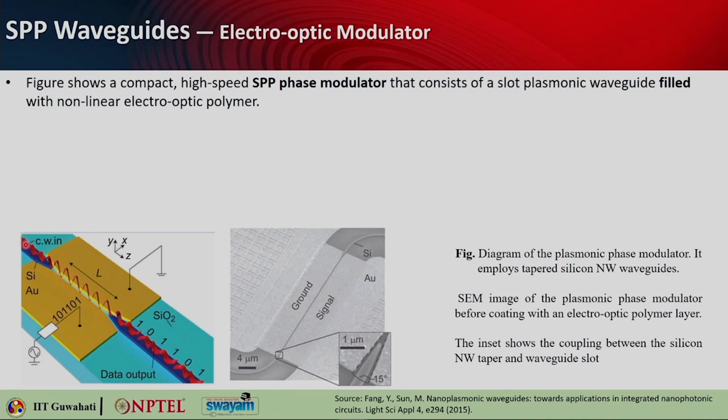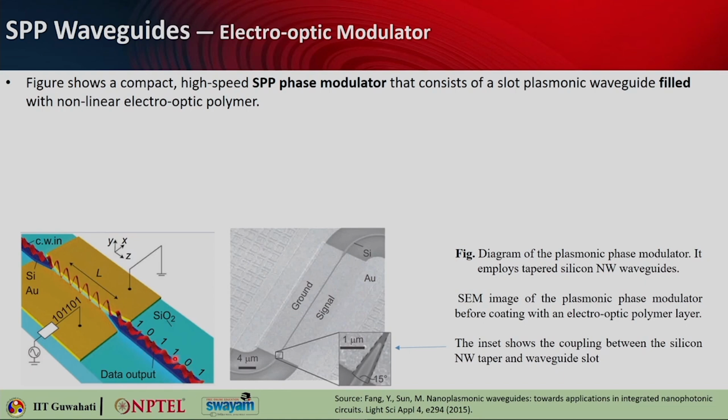So, you can see continuous wave coming in, then you have gold plates here, there is a kind of slot in between, okay, and that is the plasmonic waveguide, which is filled with some kind of non-linear electro-optic polymer. Now, when you apply voltage in the sense of 101101, this kind of voltage, you will be able to do some shift in the material property of that polymer, and that will allow you to introduce some kind of phase modulation.